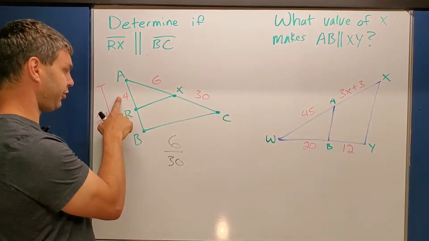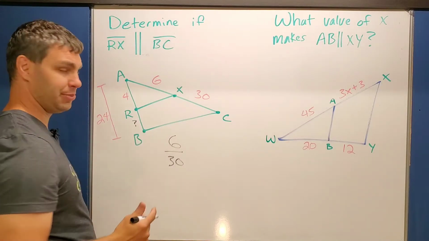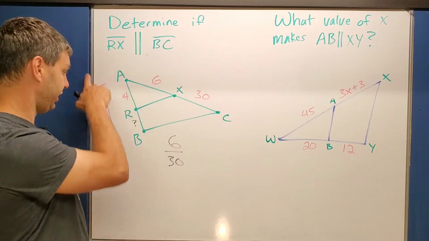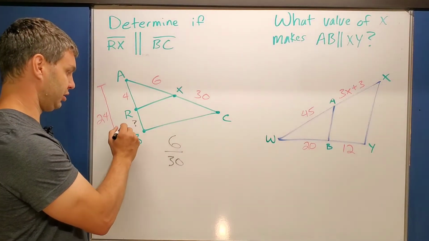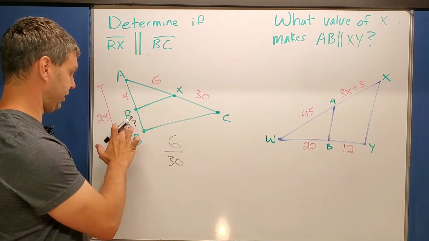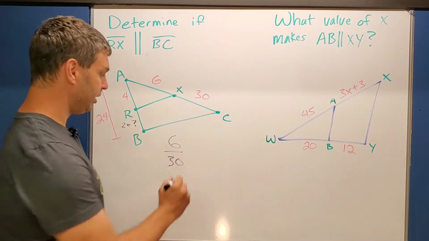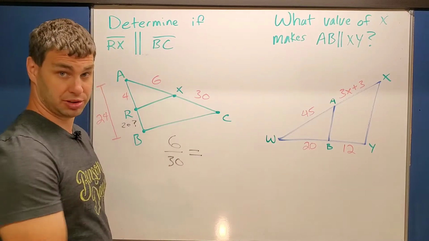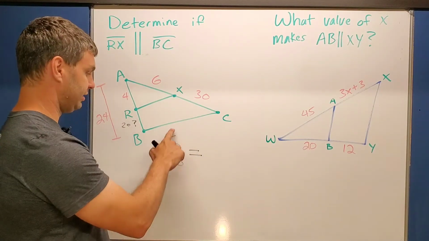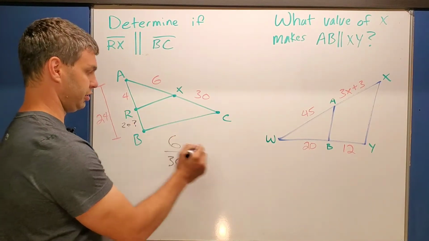On the other side, I have a 4, but I'm missing this part right here. But I can easily figure that out because if the whole thing is 24, this is 4, that means that there's 20 left to go in that spot right there. Oops, 20, okay? So I'm gonna set this equal, since it's a proportion, a fraction that equals a fraction, as 6 over 30 equals 4 over 20.